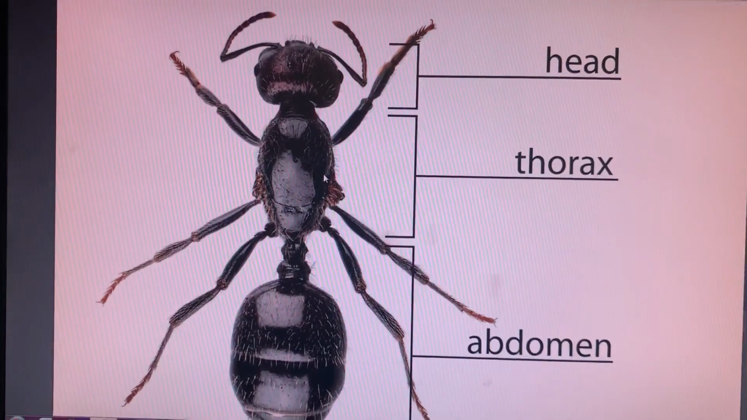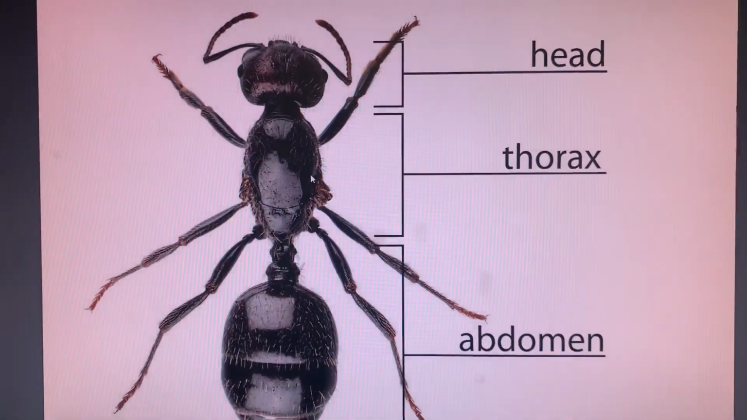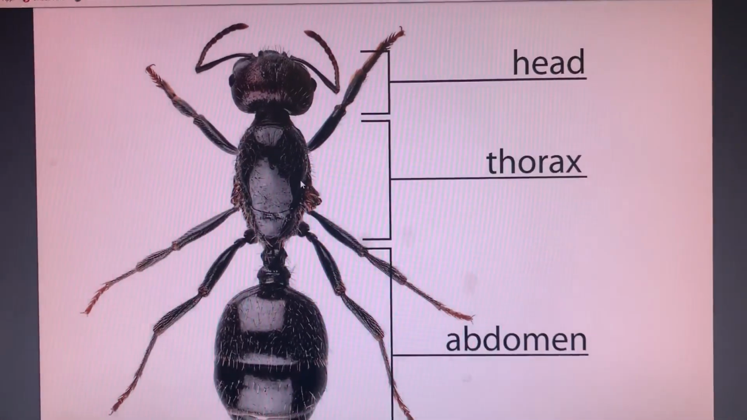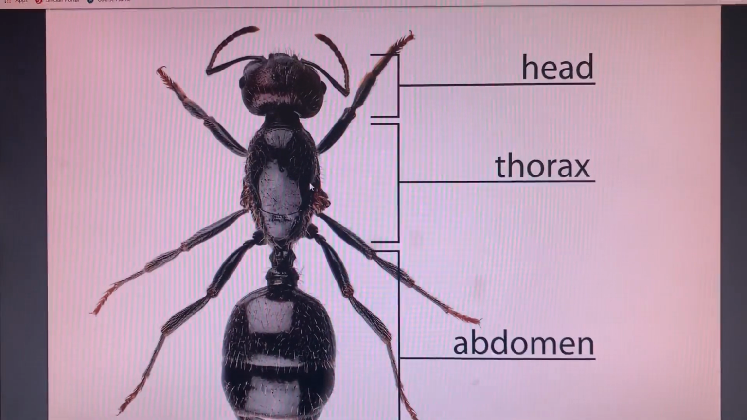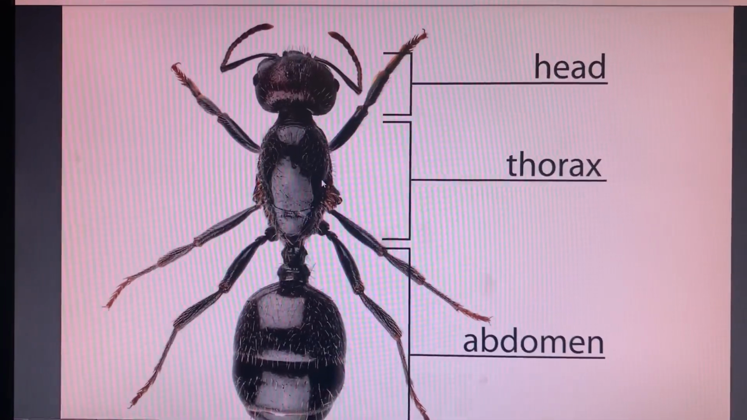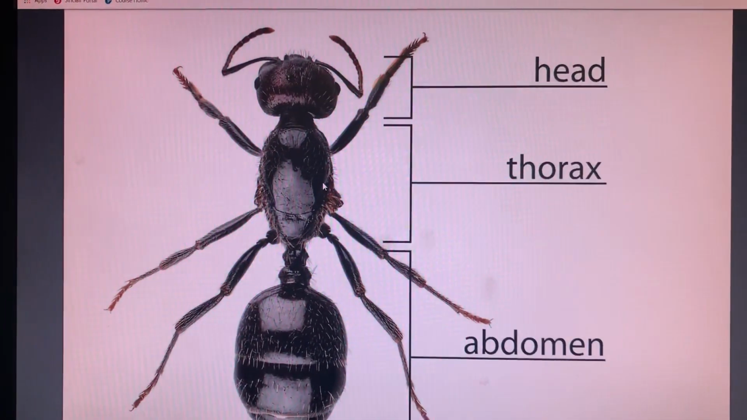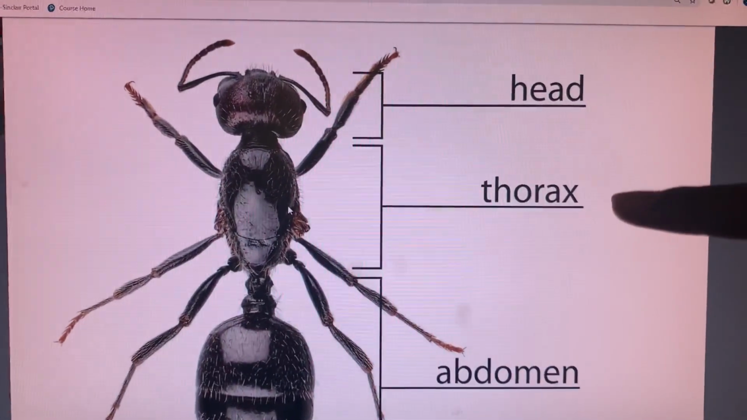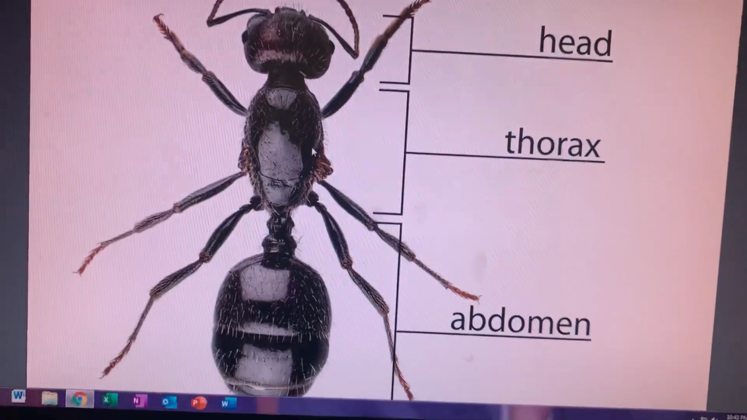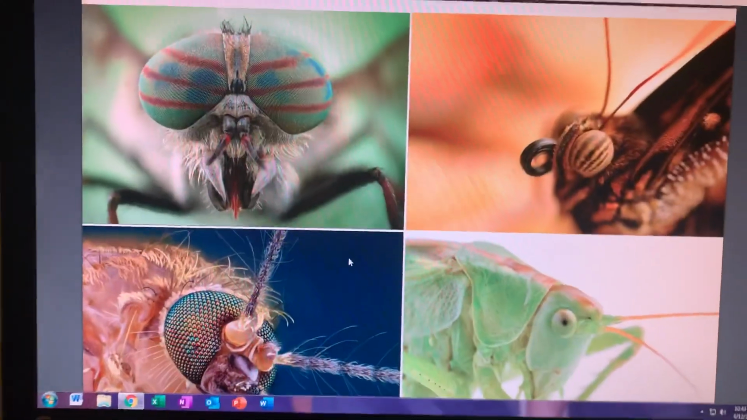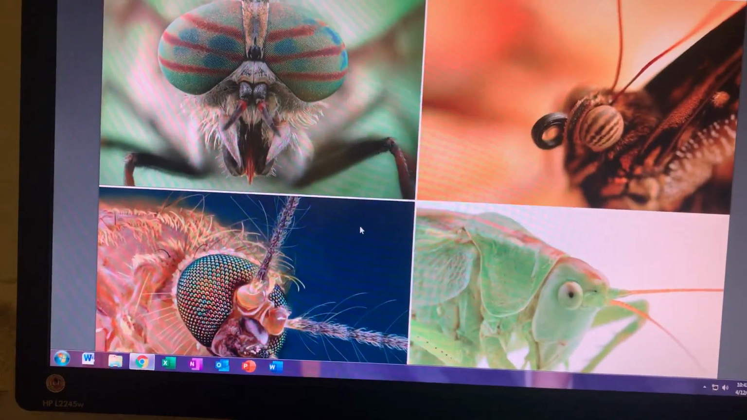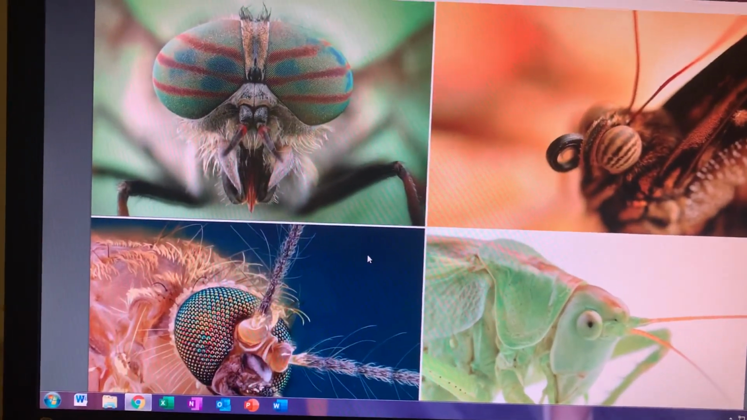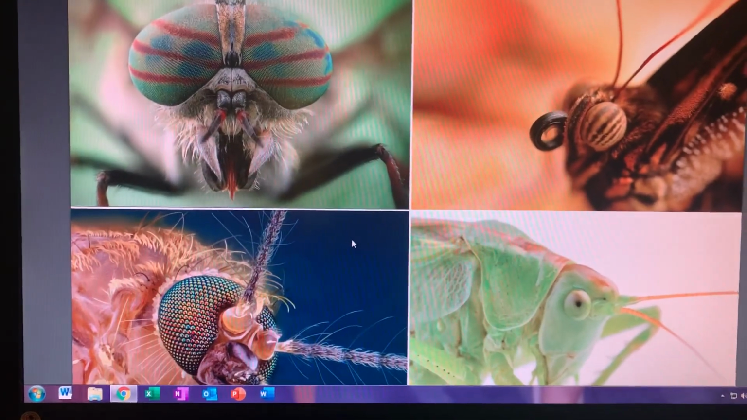The head is the center of an insect's senses, but different kinds of insects can have very different looking heads. The thorax is the middle part of the insect's body. The abdomen is the end of the insect's body, furthest away from its head. So again, we have the head, the thorax, and the abdomen. What do you notice about the heads of all these common insects? Do they look anything like yours?